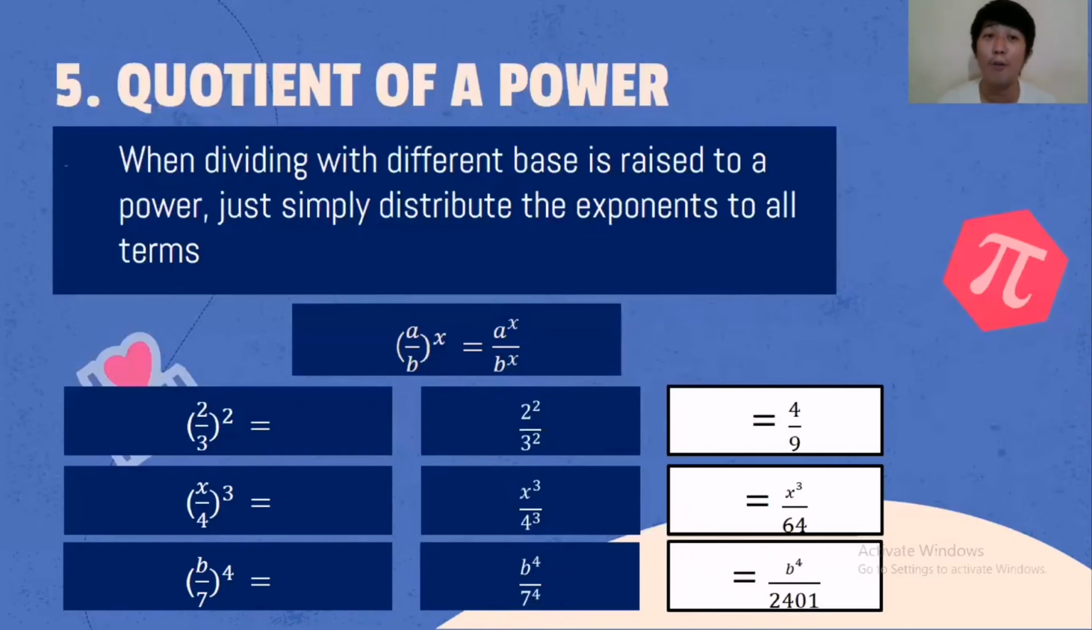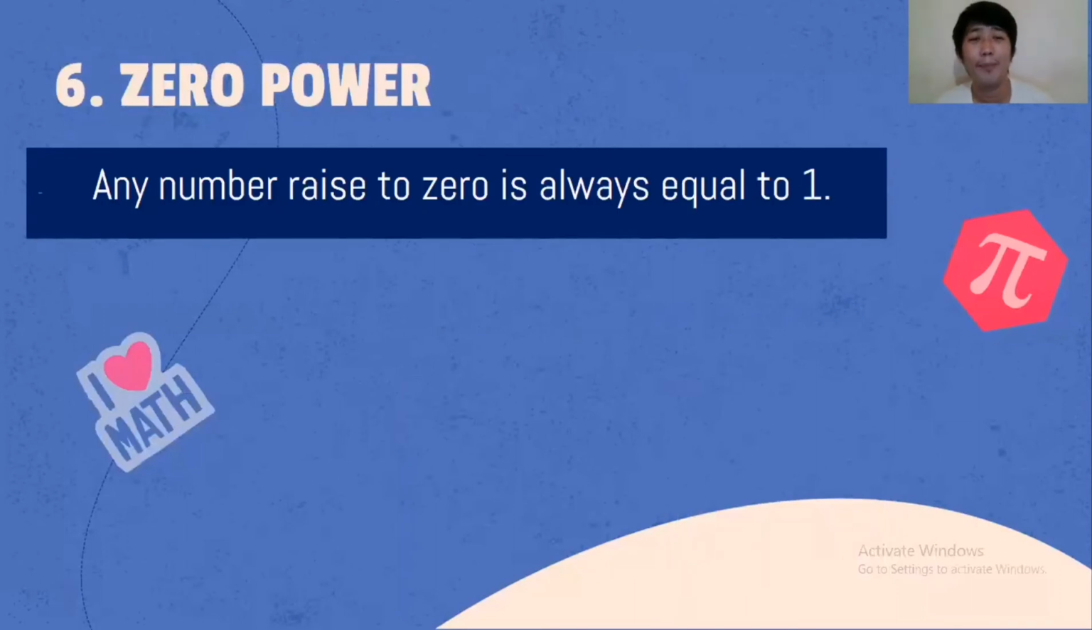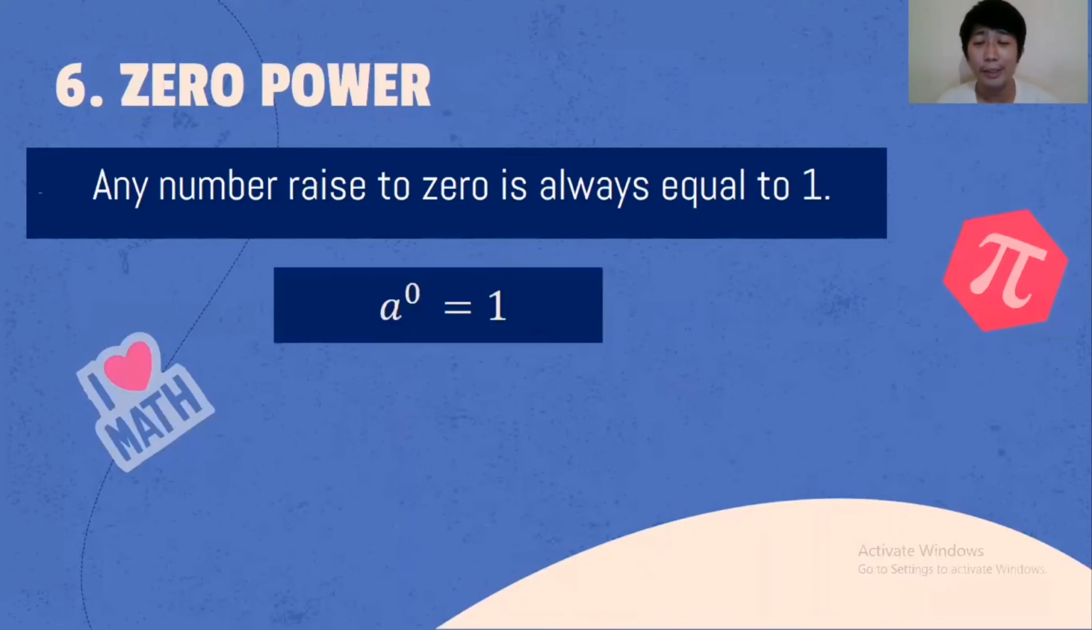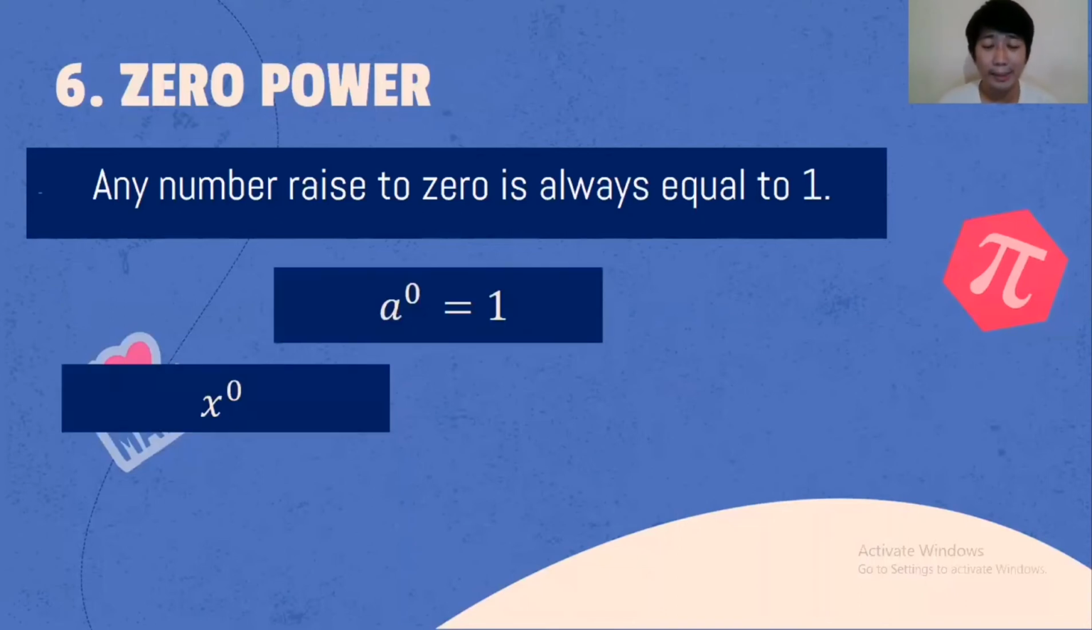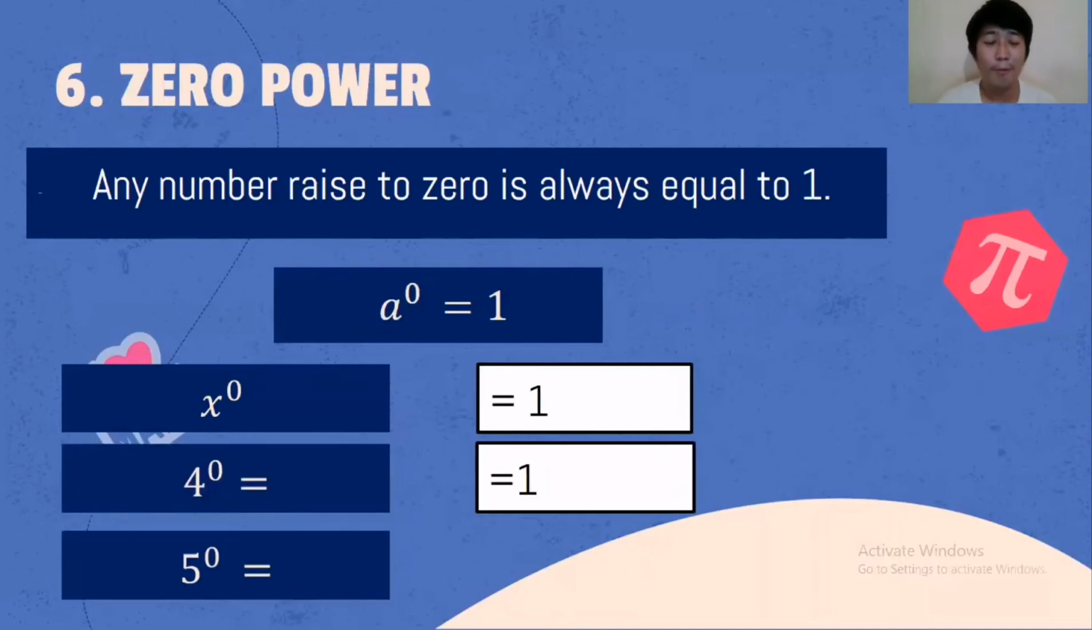So that is the quotient of a power. When dividing with different bases raised to a power, just simply distribute the exponents to all terms. As simple as that. Sixth rule, zero power. Any number raised to 0 is always equal to 1. Very easy. A raised to 0, that is 1. X raised to 0, that is 1. 4 raised to 0, that is 1. 5 raised to 0, that is 1, because that is the rule.